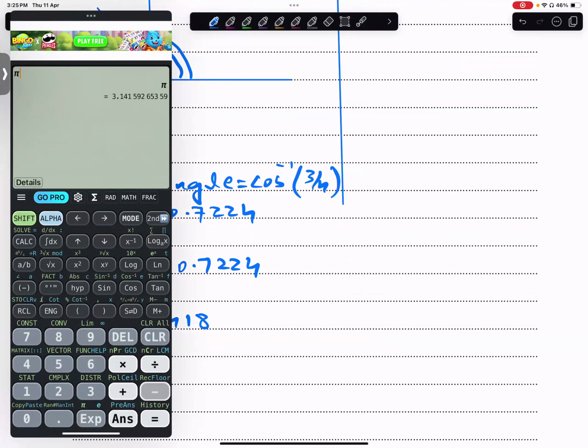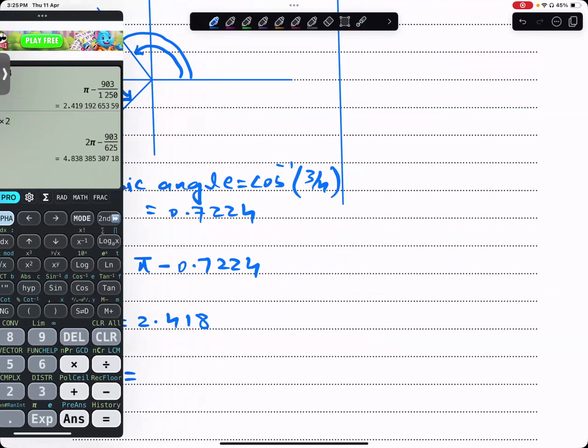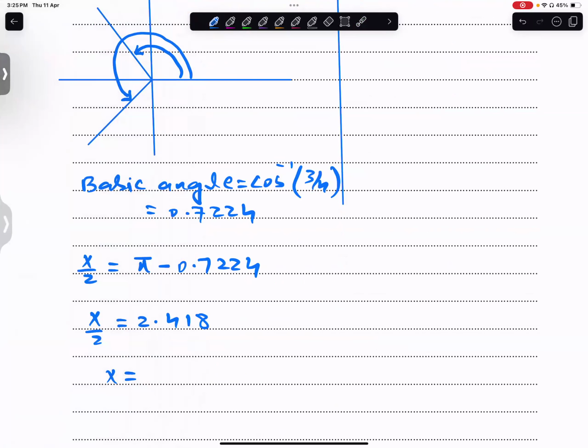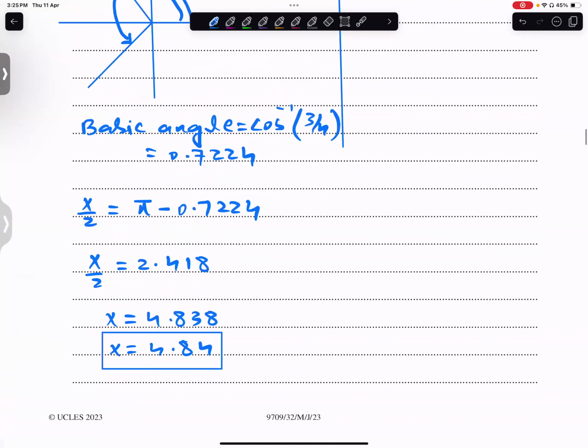Shift pi minus 0.7224, multiplied by 2. So this will be 4.838, so I can write it as 4.84. This is my first value of x. Students, this is my first value of x.